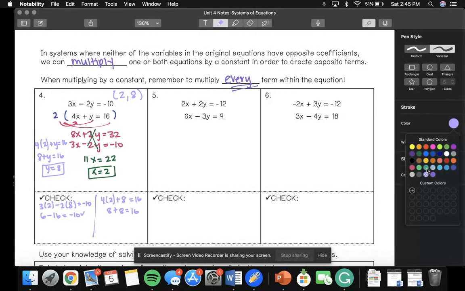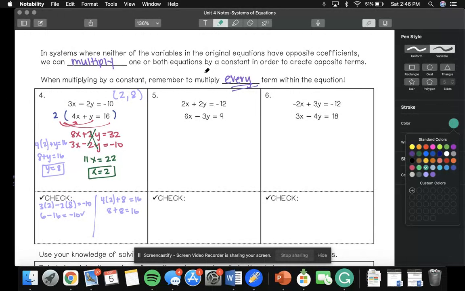Okay, so now this middle problem, we have 2x plus 2y equaling negative 12 and 6x minus 3y equaling 9. Okay, so I see that none of them is like a 1 like this one, so we're gonna have to figure something out. I already know that one of this is a positive and one is a negative. So if I think about least common multiple, I think of 6. So if one of this was a 6y and this was a negative 6y, they would eliminate.